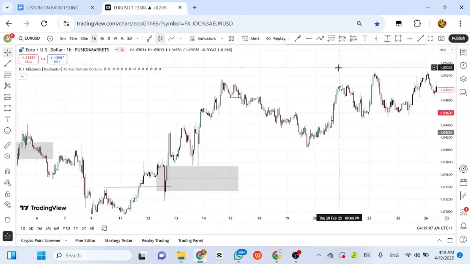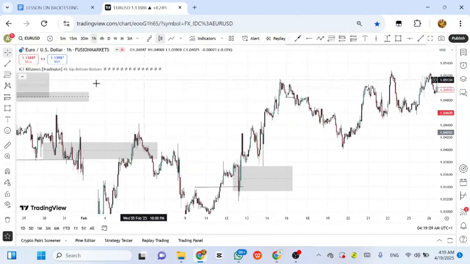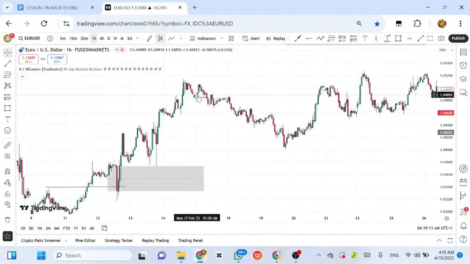Okay, what was the confirmation? First of all, it has tapped into the zone. So this is a breakout we are looking for. This breakout indicates a change of momentum, at least maybe a kind of retracement or trend continuation. So now mark our zone.